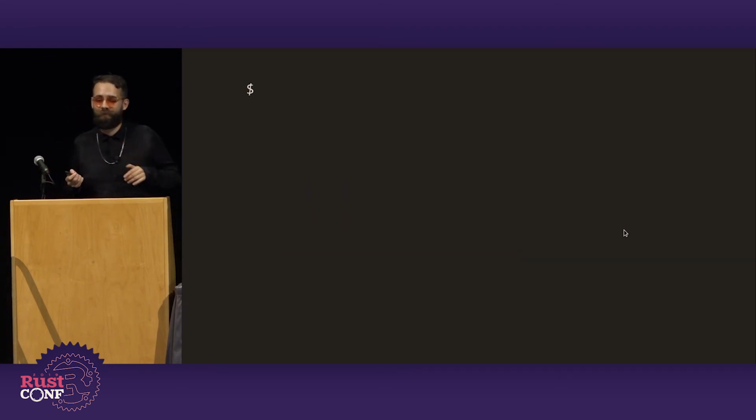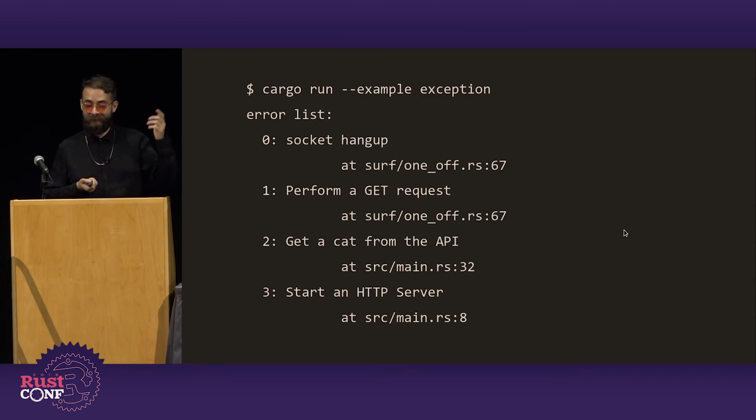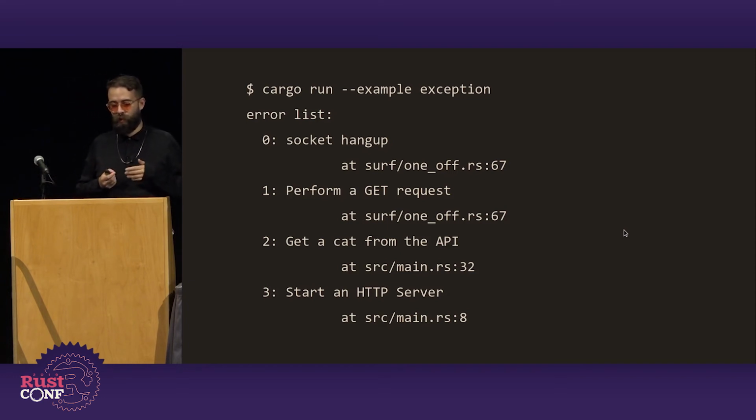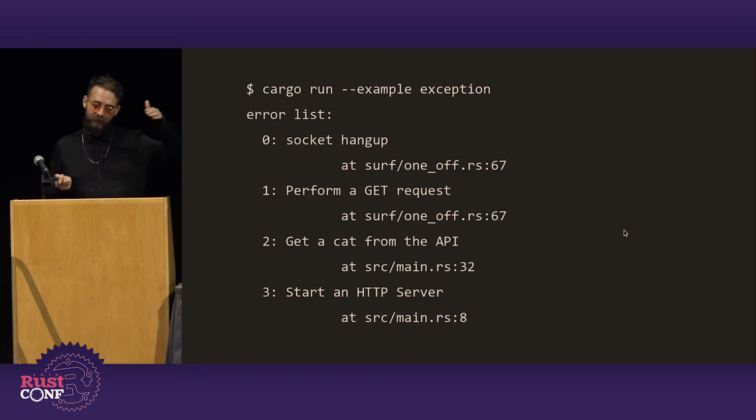Also, what we would want, probably, is if instead of that little error "socket hangup", we could get something a little bit closer to this. Where it says, hey, the socket hung up because we were performing a GET request, getting a cat from the API, and starting our HTTP server. So you're like, oh, sweet, I kind of get where this error came from.